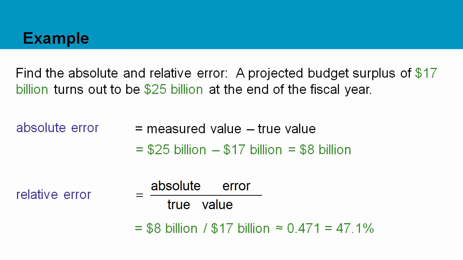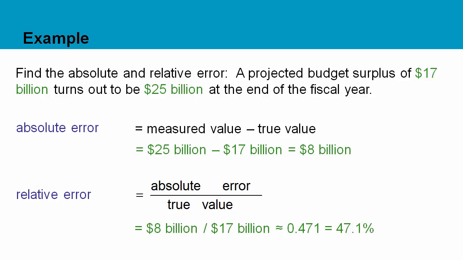Here's a simple example. Budget surplus of 17 billion turns out to be 25 billion. So the absolute error in your measurement is the difference between 25 billion and 17 billion, or 8 billion. And then the relative error is that absolute error of 8 billion divided by the true value. And the true value happened to be 17 billion, right? And so that's a 47.1%.